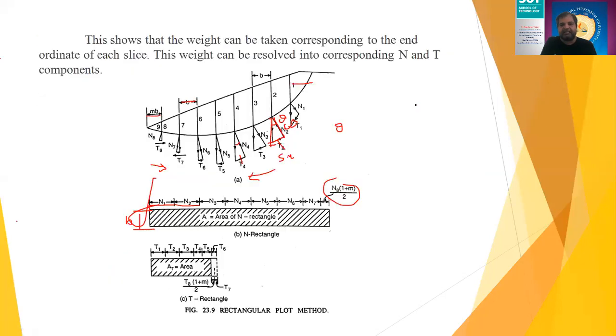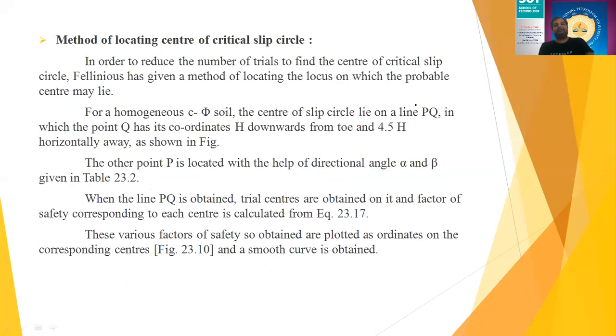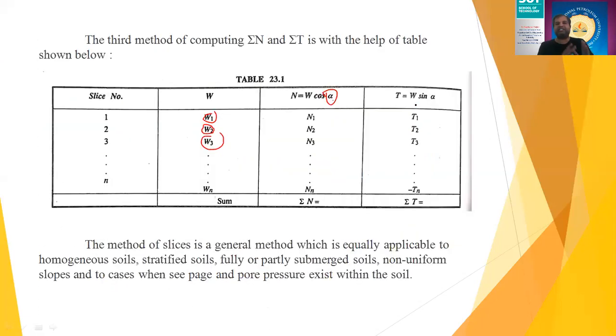So this is the method which is called the Swedish slip circle method. I hope it is very clear. It is a very fundamental method, widely used in the field to find out the stability of slopes, right? Now let us go further.